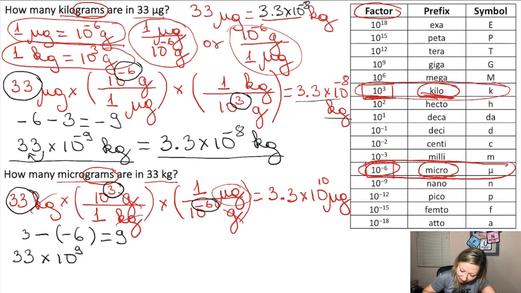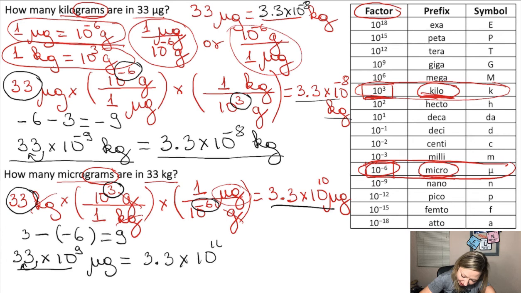But again, it's not the same answer. Actually, these are micrograms. I can move my decimal place by 1 right here, and then I'm going to get 3.3 times 10 to the 10th microgram. Okay, I hope this makes sense.